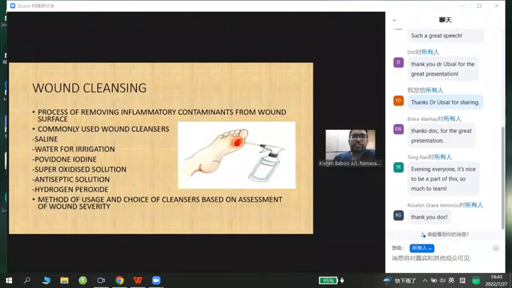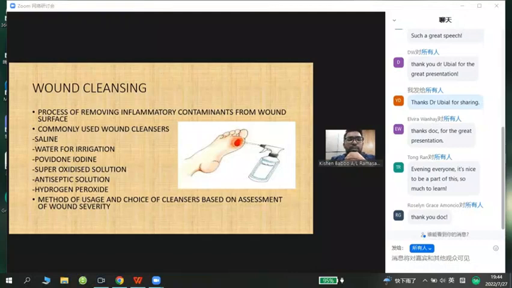Next is wound cleansing. Wound cleansing also keeps the infection in control. It's a process of removing inflammatory contaminants from a surface. The commonly used cleansers are saline, water for irrigation, povidone, superoxidized solution, antiseptic solution, and hydrogen peroxide. The method of usage and choice of cleansers is based on assessment of wound severity. Over the years I've realized that if you're just going to use it to clean the wound, it doesn't make much of a difference. It's only when it's soaked for a certain time that you start having the effects from your wound cleansing.